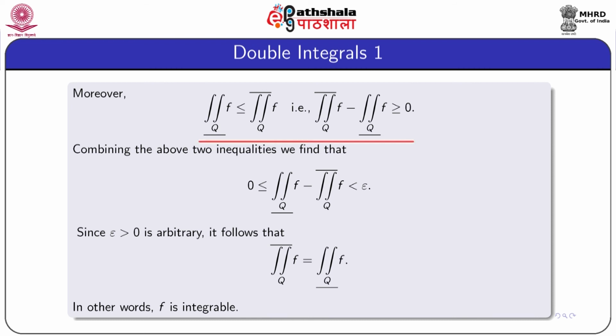Moreover, lower integral ≤ upper integral. So, upper integral minus lower integral is non-negative. Combining these two inequalities, we find that 0 ≤ upper integral minus lower integral of f over Q, which is less than epsilon. Now, as epsilon is arbitrary, it follows that the lower and upper integrals must be the same. In other words, f is integrable.